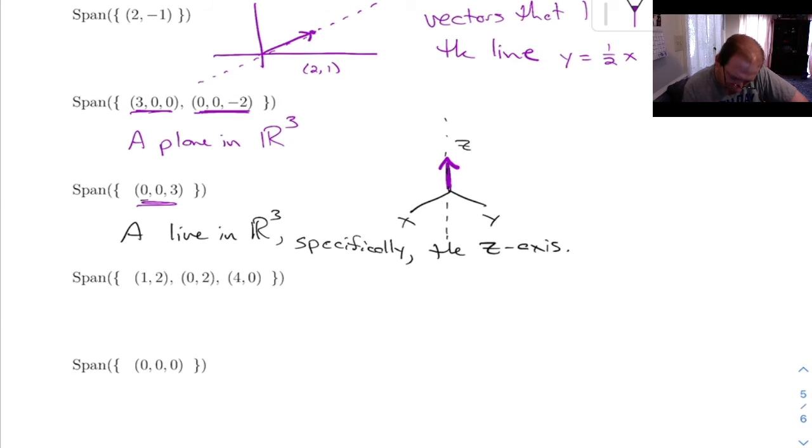Okay, what about this one? The span of (1, 2), (0, 2), and (4, 0). Now these are in R2, and we've got 3 of them. And if you notice, they don't lie on the same line. So the span of this is going to be all of R2.